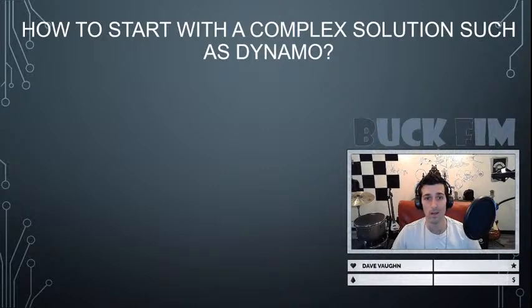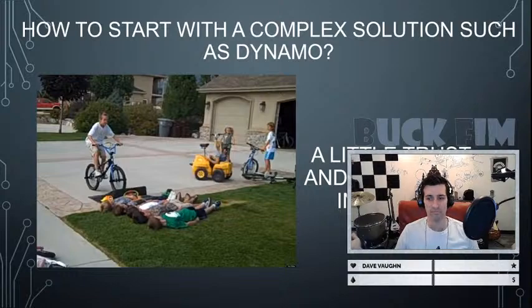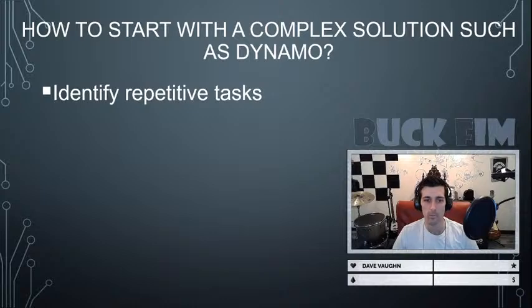So how do you start with a complex solution such as Dynamo? Well, a little trust and a lot of initiative. Just jump right in. You've got to take a risk, but hey, if you really dig deep and try, you'll get there. So identify any repetitive tasks you have in your office. That's your first and foremost thing. So anything that you're doing over and over and over again on each project.